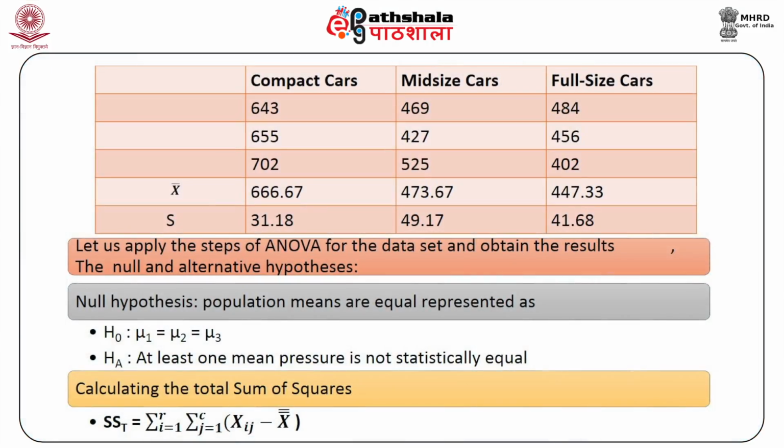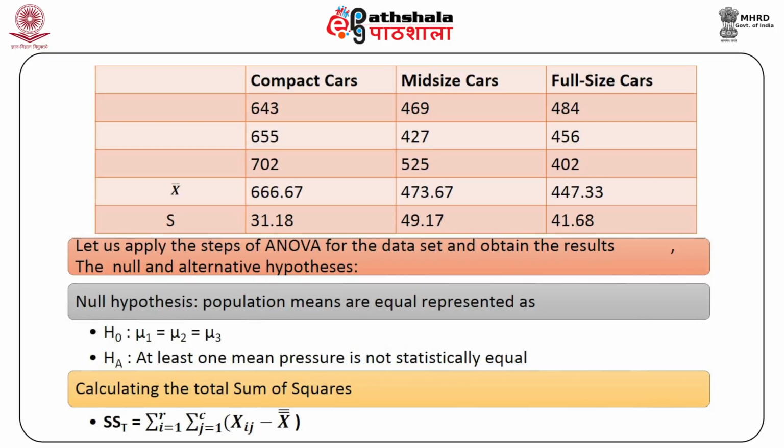For example, the transport department wants to examine the safety of compact cars, mid-sized cars and full-sized cars. They collect a sample of 3 for each of the treatment conditions, that is the car types. Using the hypothetical data, one wants to test whether the mean pressure applied to the driver's head during a crash test is equal for each type of car with alpha equal to 5%. The data is for compact cars, mid-sized cars and full-sized cars, and this is the reading for the pressure. X bar and standard deviations are calculated, and let us see what we do.